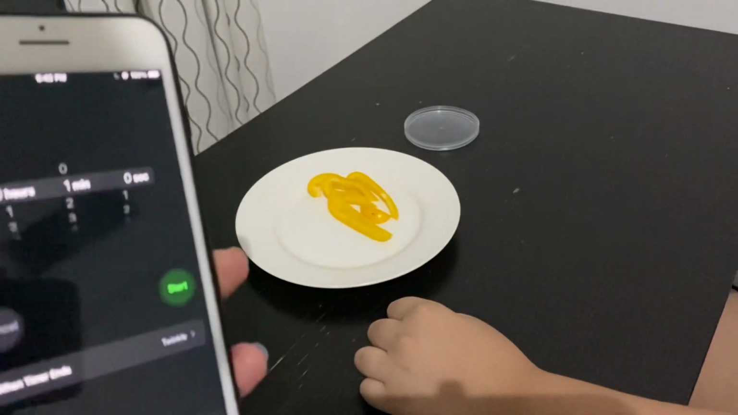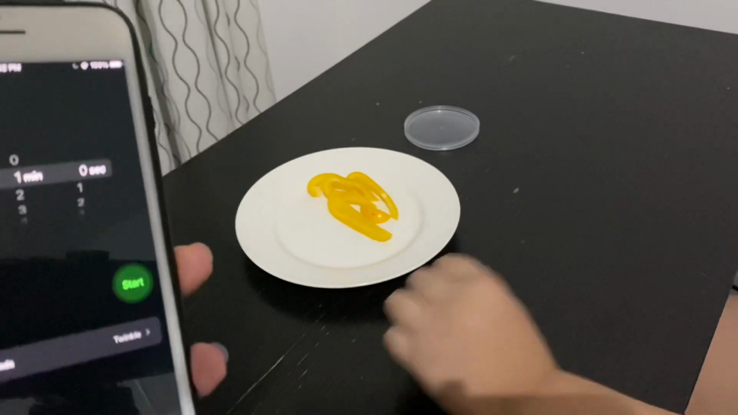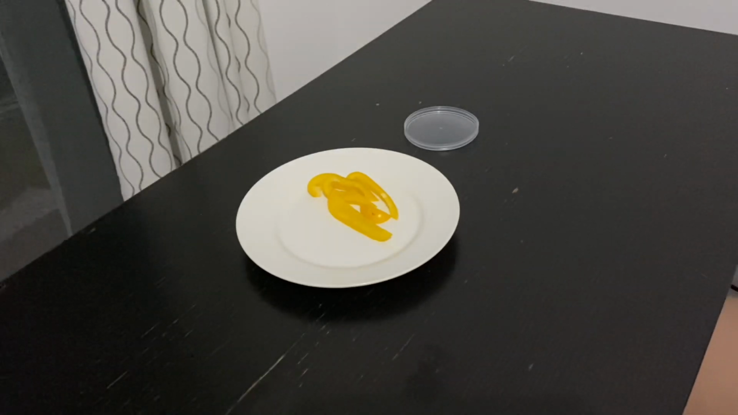Okay, so most of the time we do it for probably 3 minutes or 5 minutes. Depends on the level of your child.